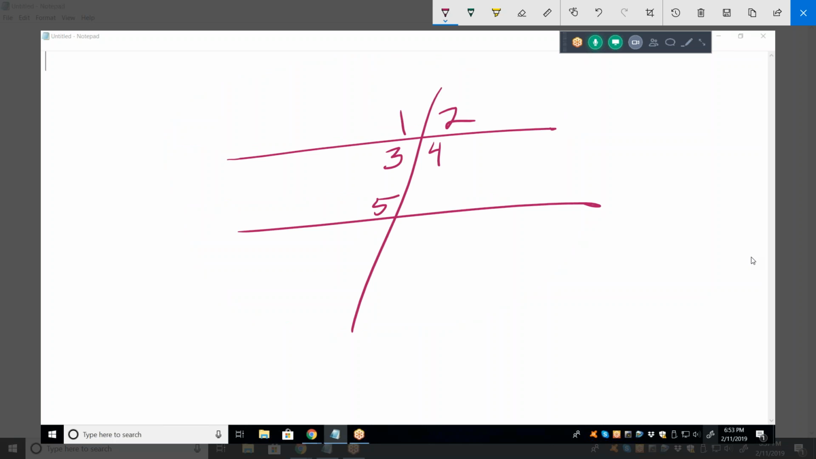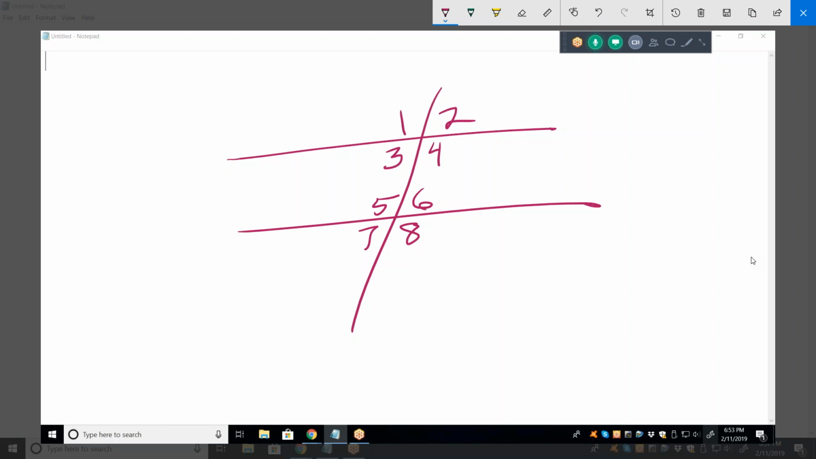They have all kinds of special names for these pairs of angles. I'm going to ask you, and you give me the name. What is 1 and 4? Okay, the proper answer would be they're vertical angles, and vertical angles are always the same. So 1 is equal to 4, and they're vertical angles.